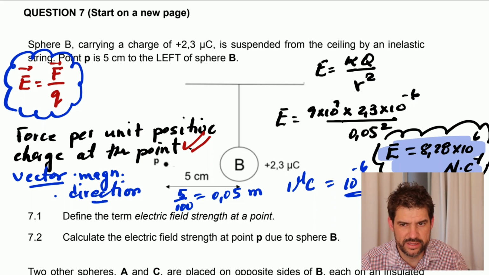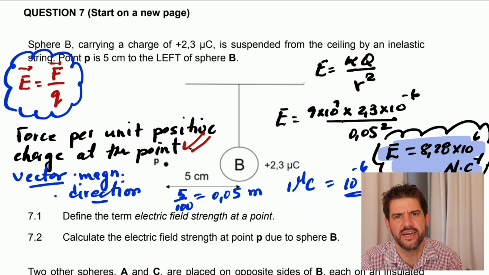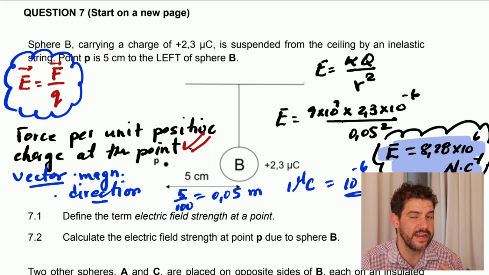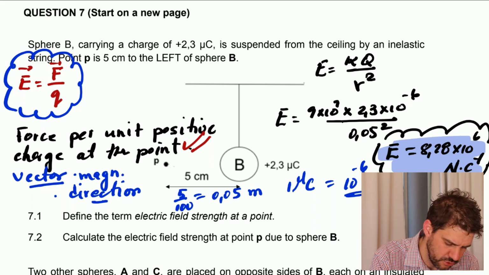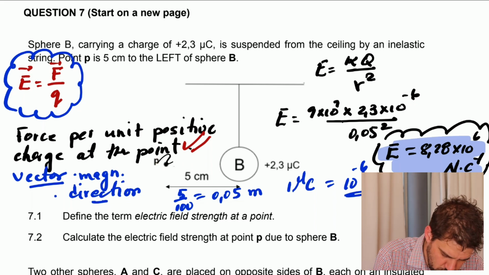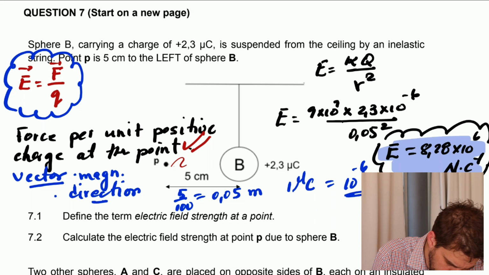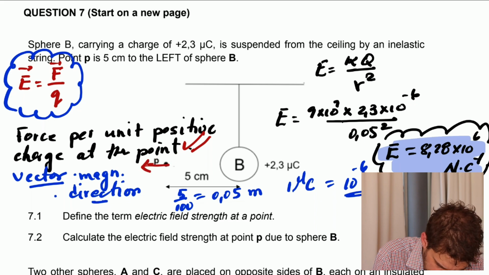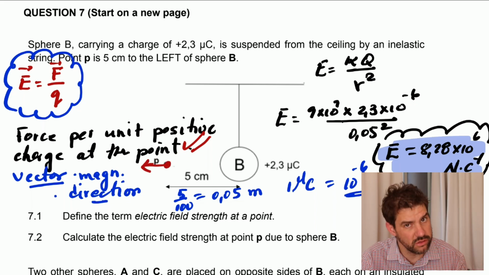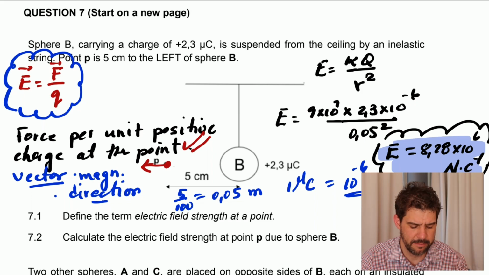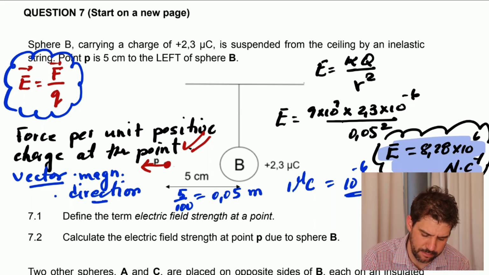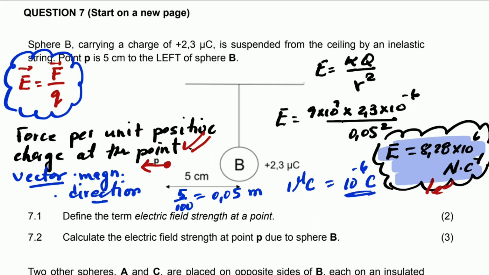Remember, point P is not a charge, but we take it to give a direction, like if we place there a positive charge. So here, the direction is going to be pointing to the left, as you can see there. Remember, that point is not a charge. I'm repeating myself, but it's like if you place a positive charge at the point. So here the direction is left.